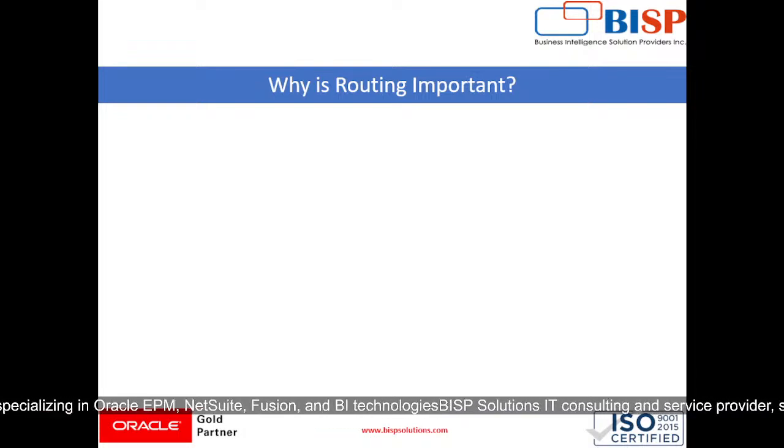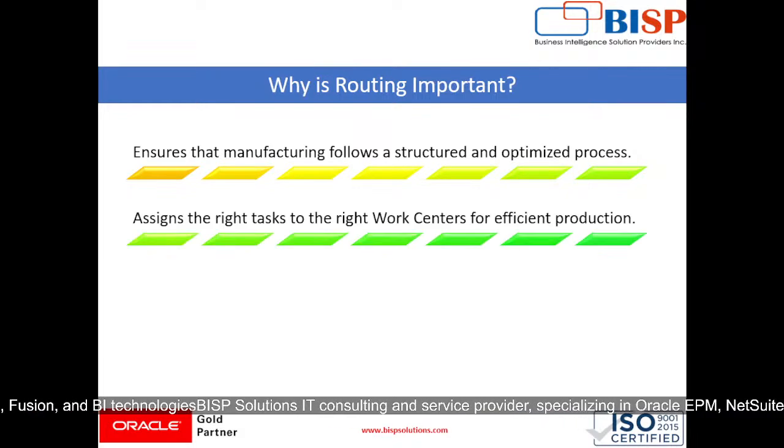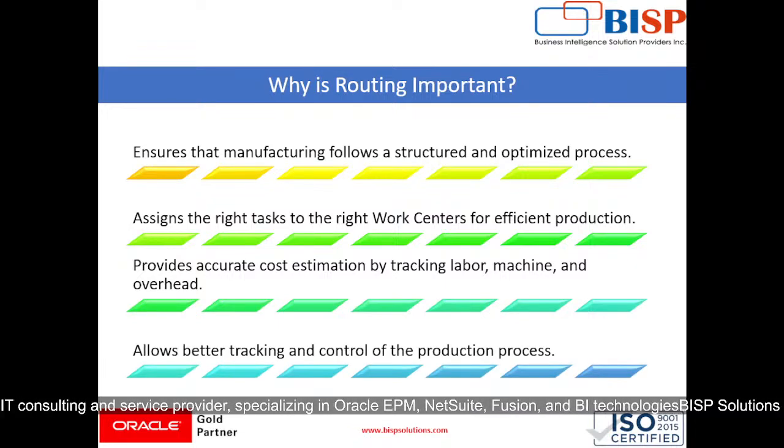So why is routing important? It ensures the manufacturing follows a structured and optimized process. It assigns the right tasks to the right work centers for efficient production, and it provides accurate cost estimation by tracking labor, machine and overhead, and it allows better tracking and control of the production process also.